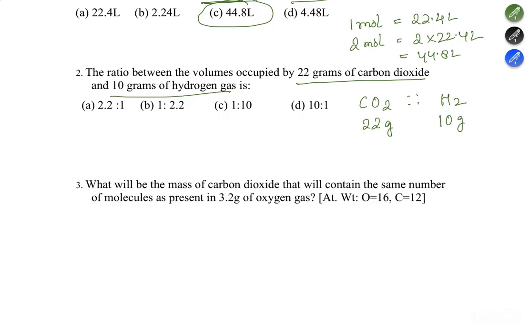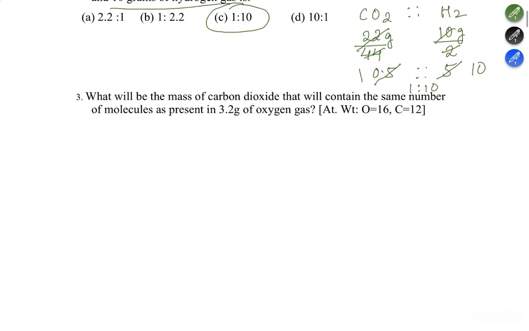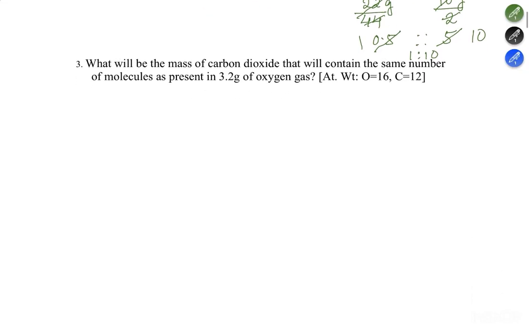So to convert this into moles, I have to divide by the molar mass of carbon dioxide, and the molar mass of hydrogen, which is 2. You will cancel out and get a 0.5 to 5 mole ratio. So if we see the mole ratio, 0.5 to 5, it is 10 times. So my mole ratio is 1:10. Again, the correct option is option C. Let's move to the next question.